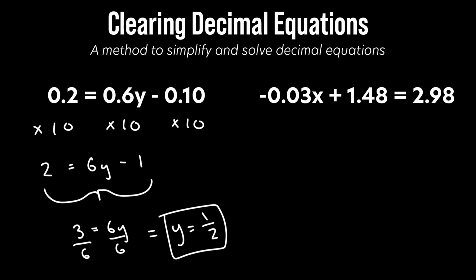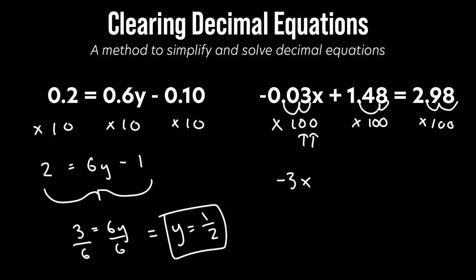Now, this equation, a lot of the numbers end in the hundredths place. So instead, we would multiply it by a bigger factor of 10, in this case 100. So if we multiply each number by 100, the decimal place would move 2 times on each of the numbers because there's 2 zeros in 100, and you'd get negative 3x plus 148 is equal to 298.